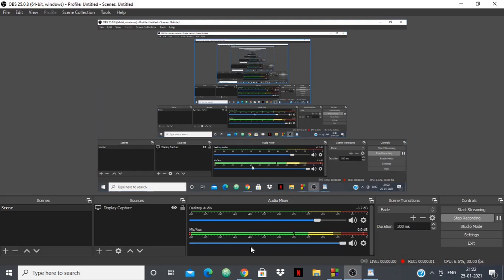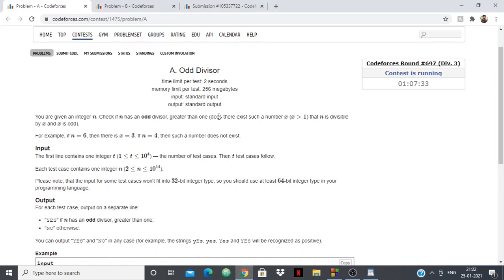Hello everyone, in this video we're going to see the solution to the Codeforces problem A and B of round 697 division 3. The round is declared unrated but the problems still matter, right? The first problem is we're given an integer n and we have to check if n has an odd divisor greater than 1, such that n is divisible by x. Basically we have to find an integer x for n such that x divides n and x is odd.